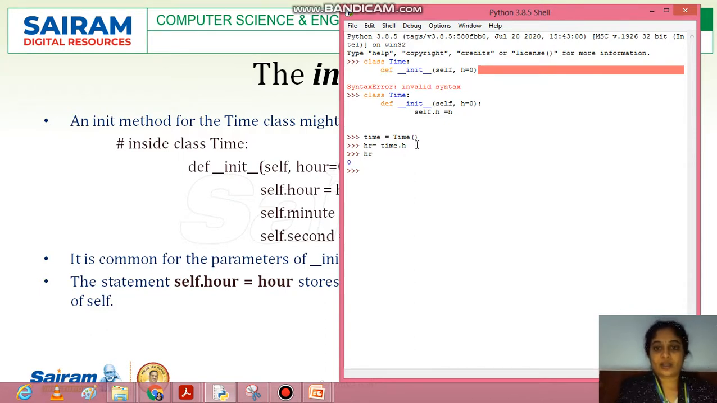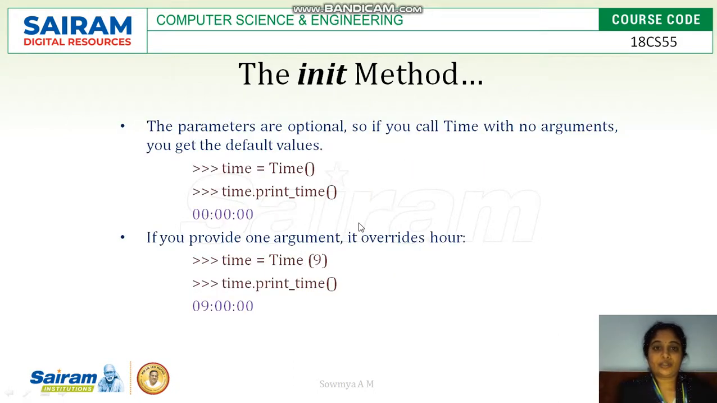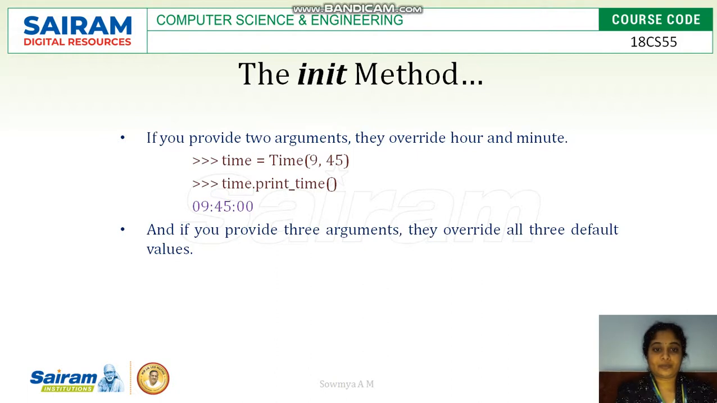But if I call the class Time with 9 as an argument, and I make use of hr itself, and print hr, I'll get 9. This is how, once you create an instance, the init method will create an object with the attributes assigned to it. Next one is passing two arguments. If you pass minutes, then hour and minute will be updated.